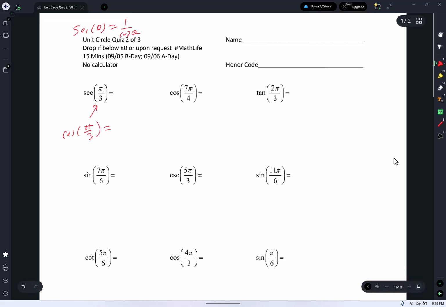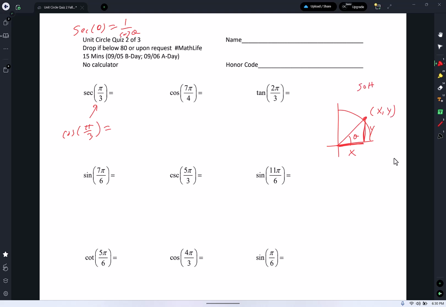I come over here, remember? Okay, real quick. Theta, and I'm going to write my horizontal displacement is x, my vertical displacement is y. This corner there, that's x comma y. SOHCAHTOA. So sine of this angle is opposite over hypotenuse. If the hypotenuse is 1, that's just going to be y.